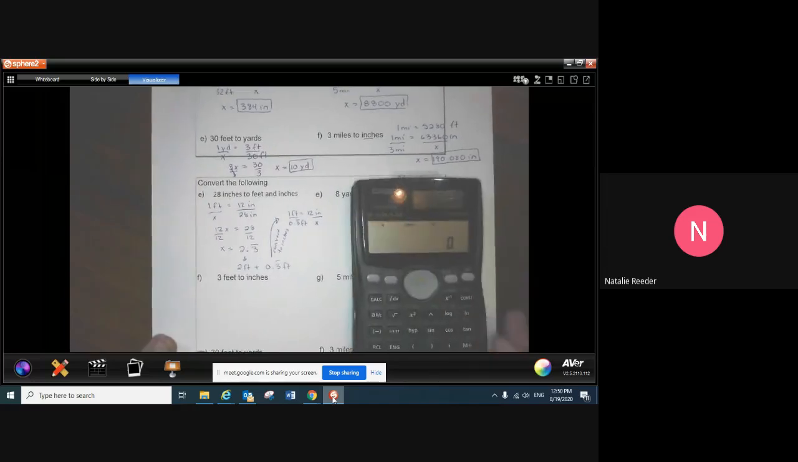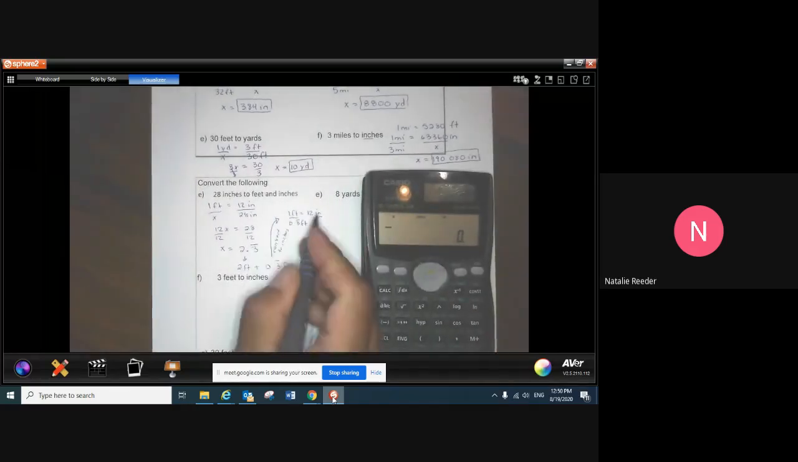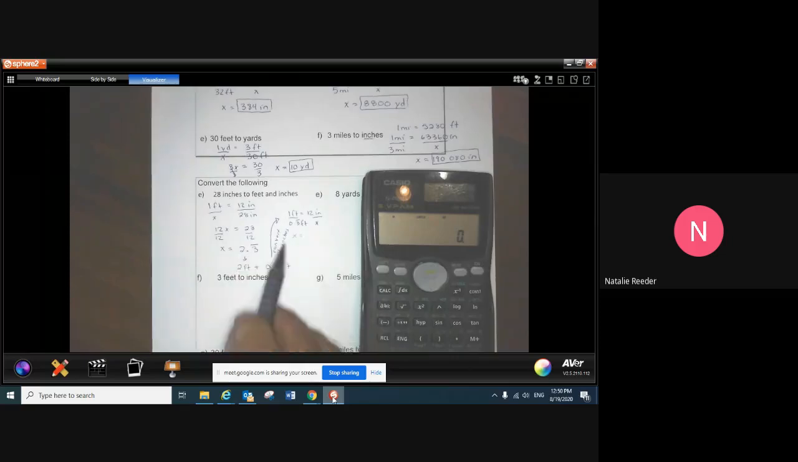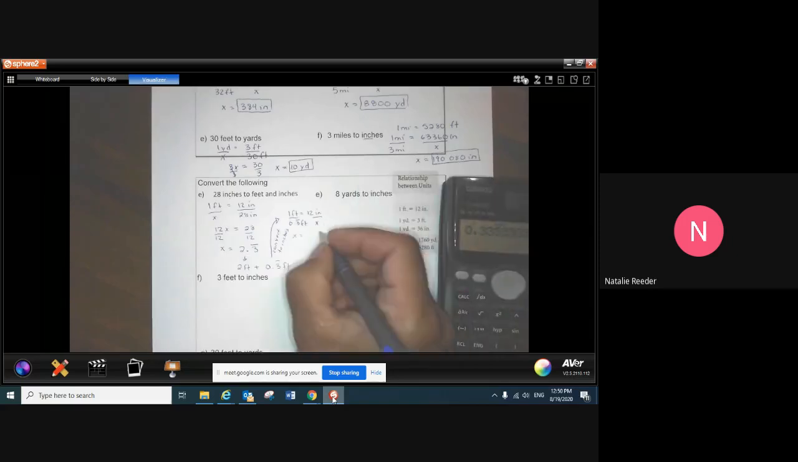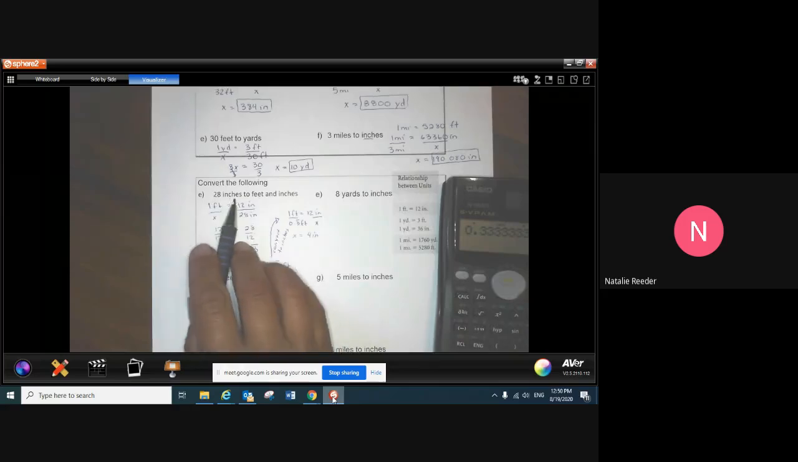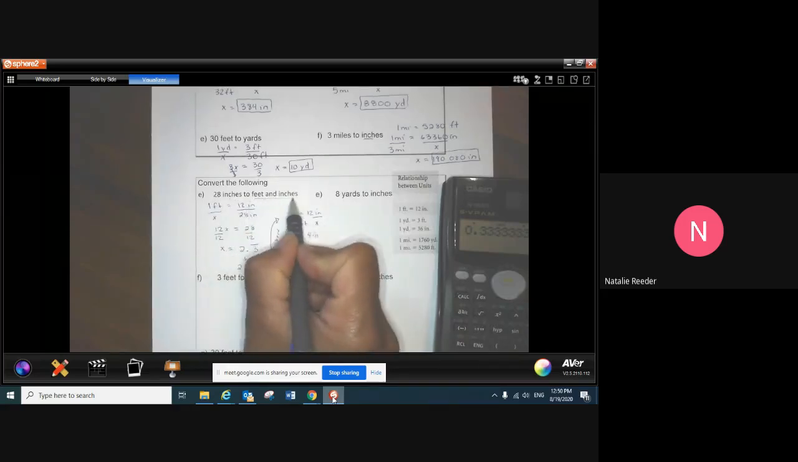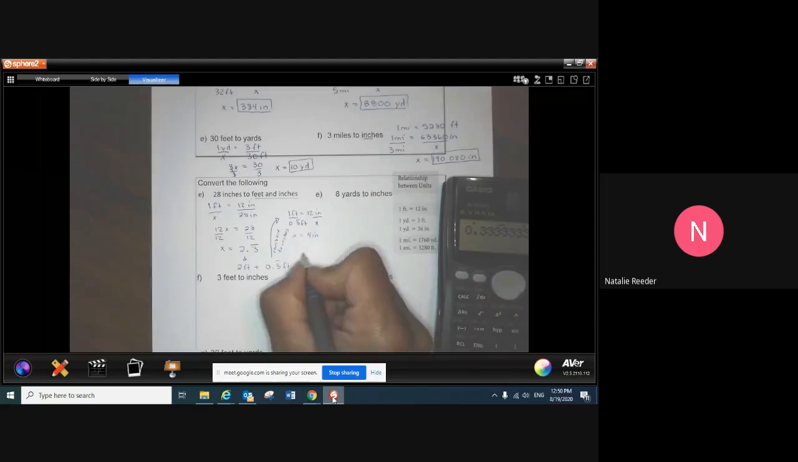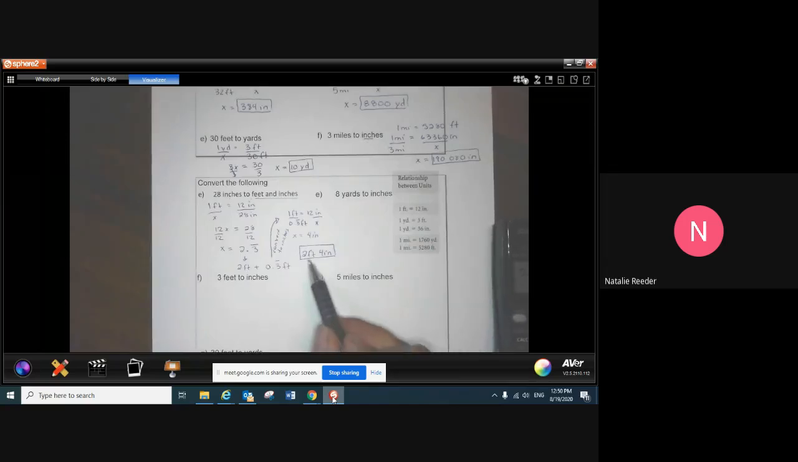Now, when you're doing this on your calculator, if I cross multiply, it's X times 1, which gives me X, but I have to go with 0.3 periodic times 12. So when you type that in, make sure you put a bunch of 3's to make it look like it's periodic, times 12, and it gives me 4. So that means that I've got 4 inches left over. So the answer to this question is 28 inches converts to 2 feet and 4 inches. So that would be your answer. 28 inches is equivalent to 2 feet, 4 inches.